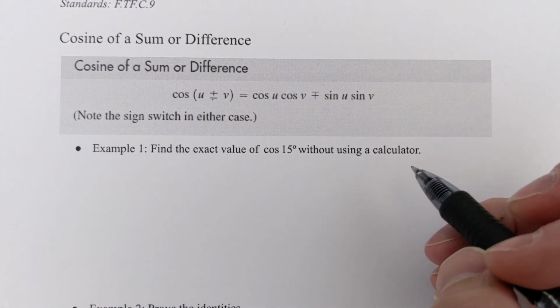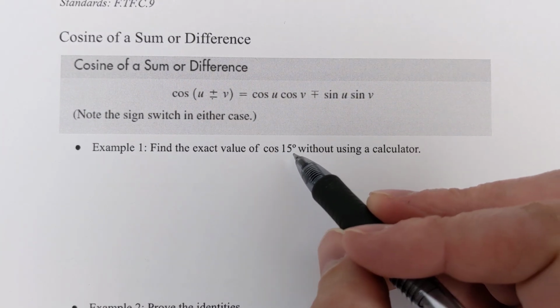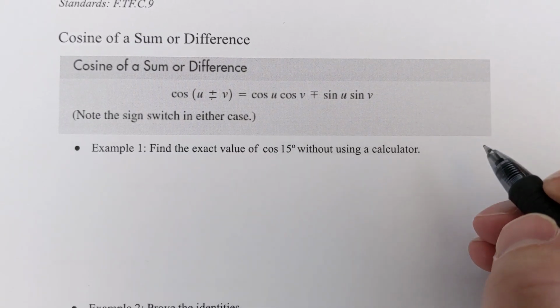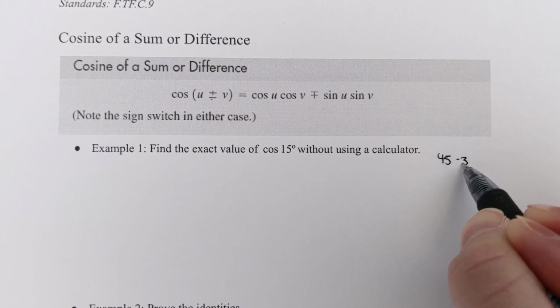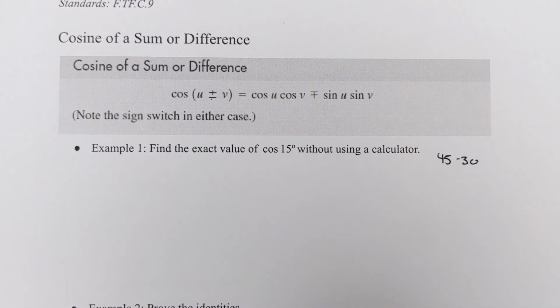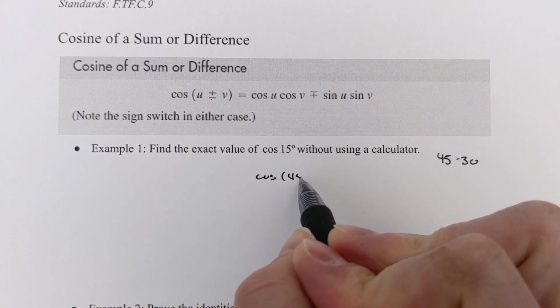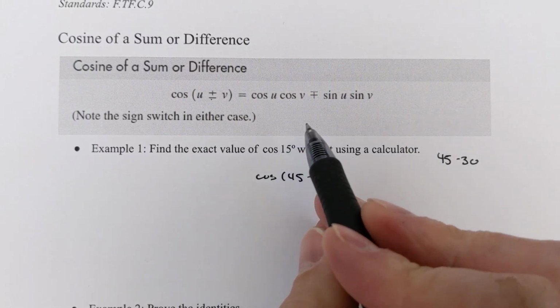To do this, we need to write 15 in terms of angles that fall on the unit circle. So we need two angles to either add or subtract to 15. Now, since 15 is so small, we're probably going to have to find a difference. The two smallest angles I could use would be 45 and 30. So I'm going to rewrite this as the cosine of 45 minus 30, and I'm just going to follow this pattern.